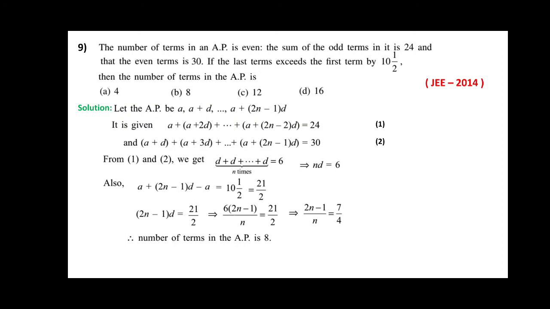Therefore the number of terms in this given AP is 8, because 2n minus 1 into 4 is equal to 7n, which means 8n minus 4 is equal to 7n. So we can do the calculations here. We have the value that n is equal to 8. Therefore the number of terms in the AP is 8. The right option is B.